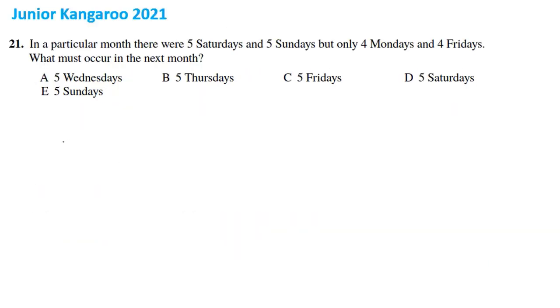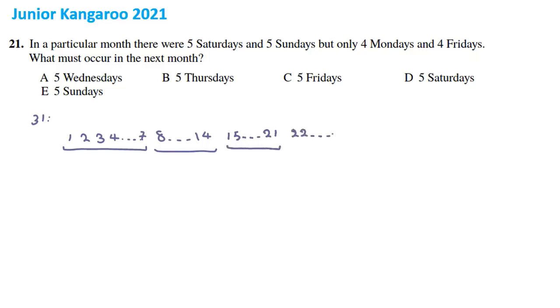Okay, so here, because we have 5 Saturdays and 5 Sundays, we know the first here. If the month is 31 days, so we know 1, 2, 3, 4, 7. We have this. Again, 8 to 14, 15 to 21, 22 to 28, and 29, 30, 31. These 3 days, we see them 5 times.